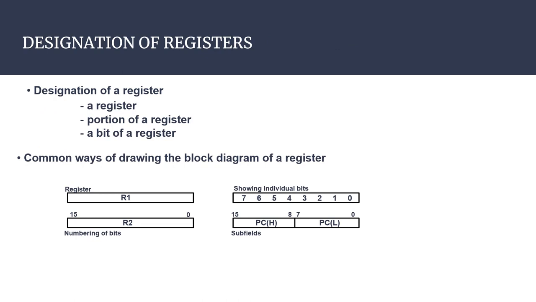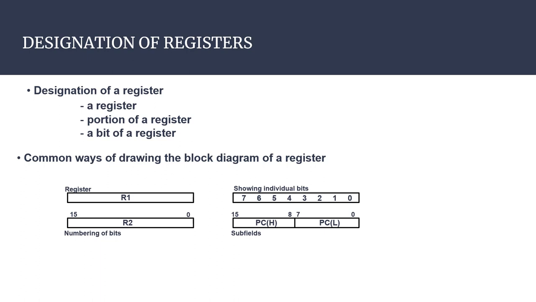Here we will learn about the designation of registers, means how a register is represented, how we can designate the total number of bits, individual bits, and a portion of the bits of a register. As you can see in the first diagram, we can indicate a register by using a capital letter R and the numeral 1. So R1 is the register name, and we use a rectangular shape for indicating a register.